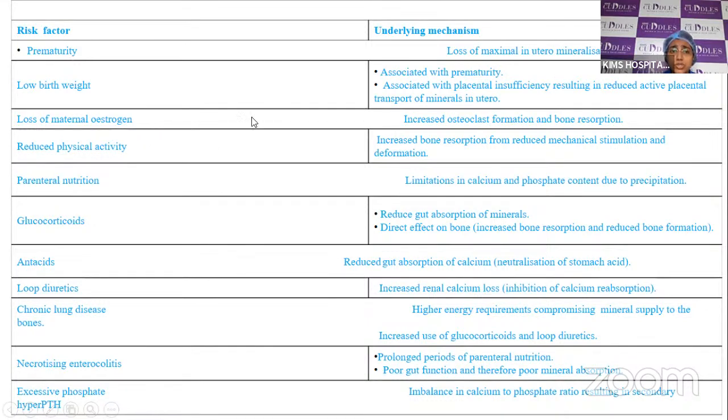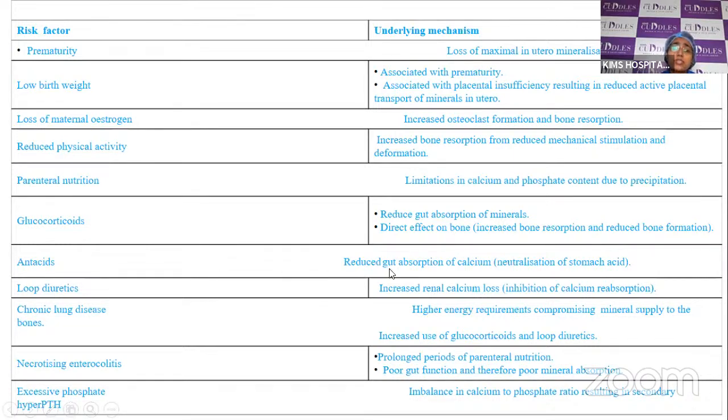Loss of maternal estrogen increases osteoclast formation and bone resorption. Estrogen is essential for osteoblastic activity, so loss of maternal estrogen increases the osteoclastic activity. Reduced physical activity causes increased bone resorption from reduced mechanical stimulation and deformation. Parenteral nutrition will cause osteopenia for many reasons, like limitation in the calcium phosphate content due to precipitation. Glucocorticoids reduce the gut absorption of the minerals and have a direct osteoclastic activity on the bone.